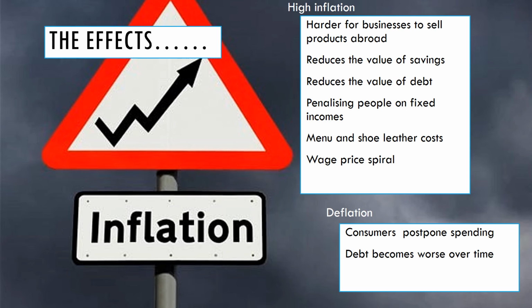Again, the opposite of what we said earlier, debt will become worse proportionately over time if prices are going down. And we can have a similar thing as before, a deflationary spiral. People don't buy, so firms cut their prices, but people expect the price to go down, so they don't buy, so firms cut their prices, and so on and so on.